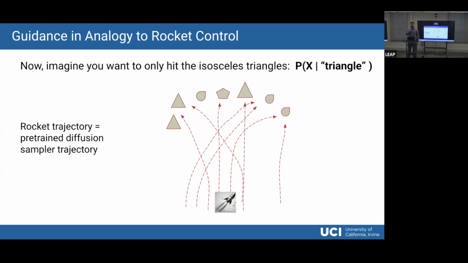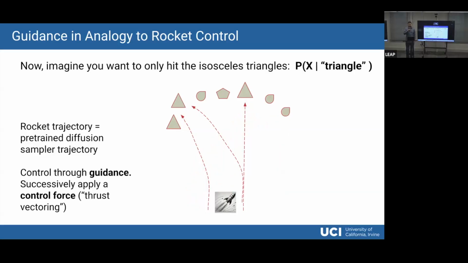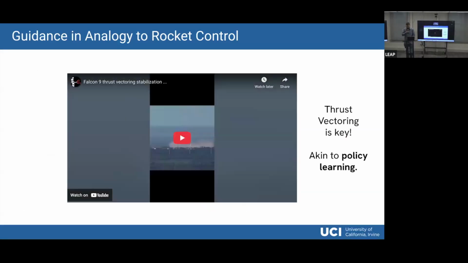You don't want to randomly end up at a planet, but you want to only hit these triangles. So in other words, you have to eliminate a lot of these possible trajectories here. And in rocket control, this is done by a technique called thrust vectoring, right? So you literally push and pull the rocket using small jets, and this way you steer the rocket into the desired behavior.